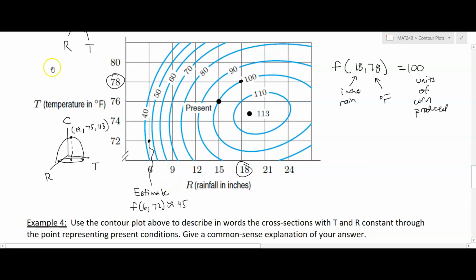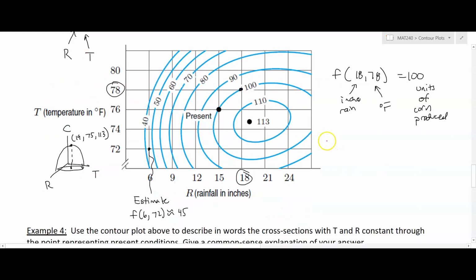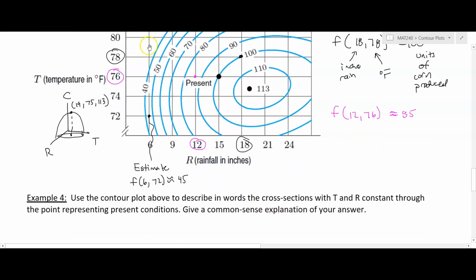So the other one we wanted to estimate was f(12, 76). We have less rain, lower temperature, probably going to get a lesser yield, but let's double check. Here's 12, here's 76. (12, 76) falls roughly halfway between there. I'm going to guess it's about 85 units of corn produced. So less rain, lower temperature. Maybe the temperature is better, but having less rain probably is going to affect our yield quite a bit. So we can totally use these types of things to take a three-dimensional representation and reason through them in a very useful way.